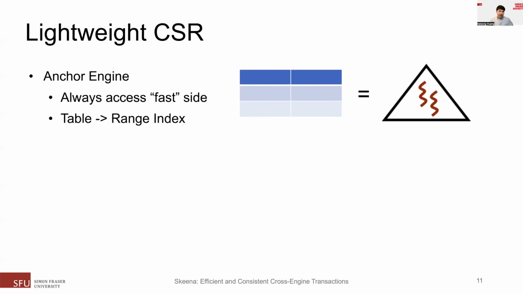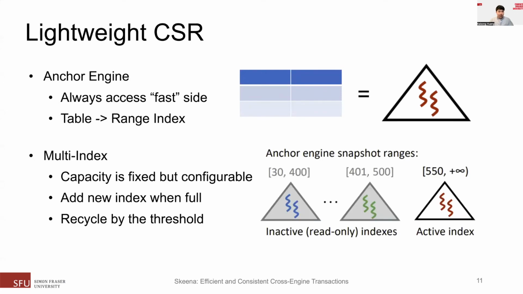Maintaining one big index is bad for performance and garbage collection. Therefore, we need to create multiple of these indexes. The capacity of each index is fixed but configurable. We add a new index only when the previous one is full, and the inactive index is recycled by a predefined threshold.